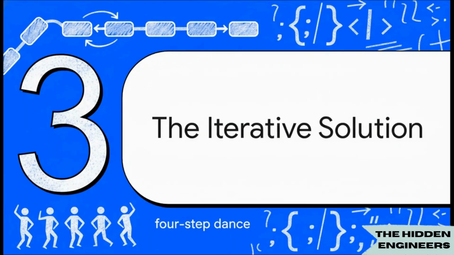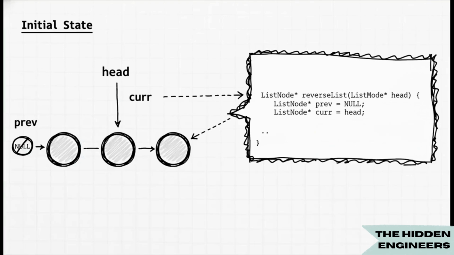Okay, so we walked through the logic, we've seen the dance. Now let's see what this looks like as actual code. This is how that 4-step process translates directly into what we call an iterative solution. See, this should look super familiar. We start our function, and the first thing we do is set up our pointers. We create prev and set it to null, and we set cur to the head of the list. This is a perfect match for the initial state we just visualized.